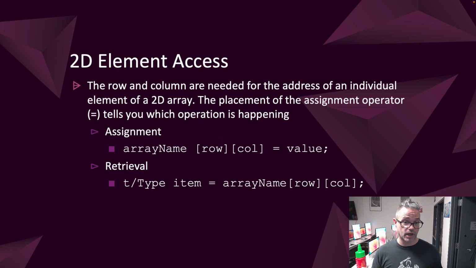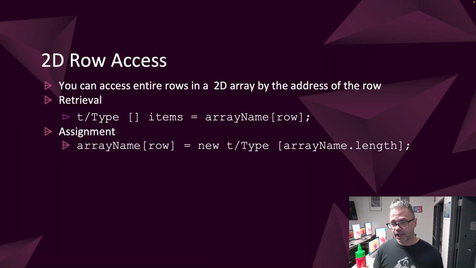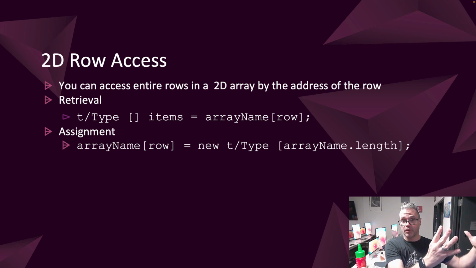Again, it's just a regular array. There's nothing it can do on its own. It simply assigns or replaces values. We can access entire rows as well. I can get an entire row of the 2D array by the address of that row, so type array items is equal to array name sub row. I'll take the entire row out of that array, and I have a reference to it now that I can use as a variable.